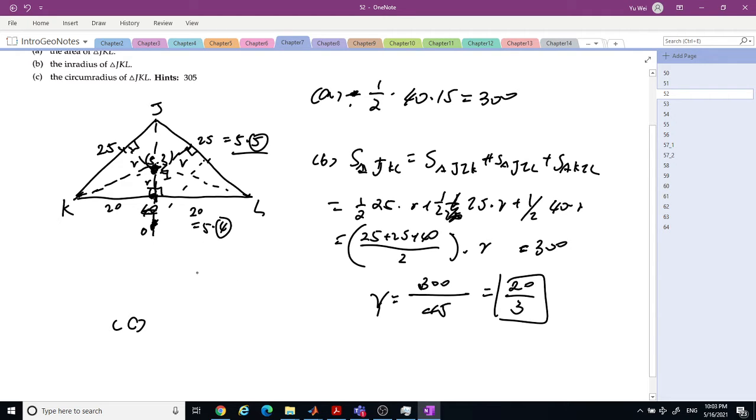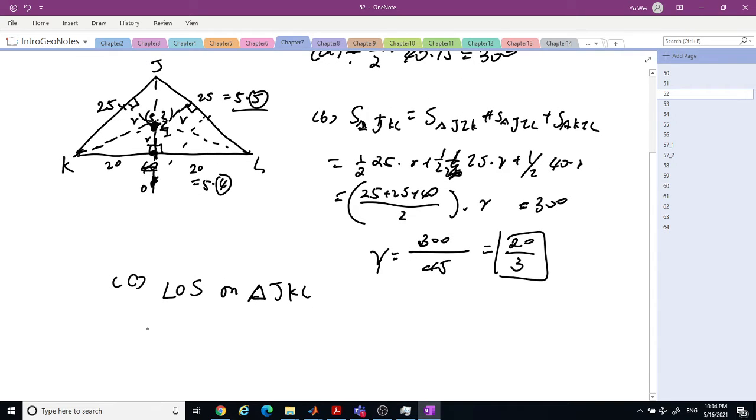Now let's apply the law of sine at triangle JKL. We know that 2R is equal to JK over sine L, also equal to JL over sine K, or KL over sine J, right?